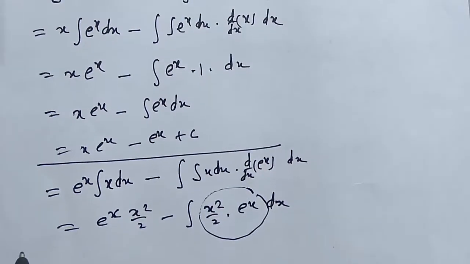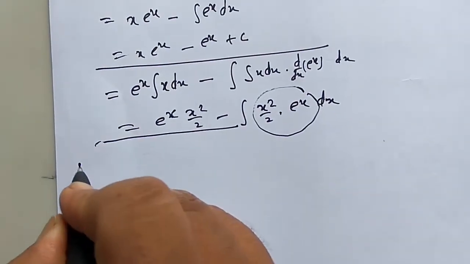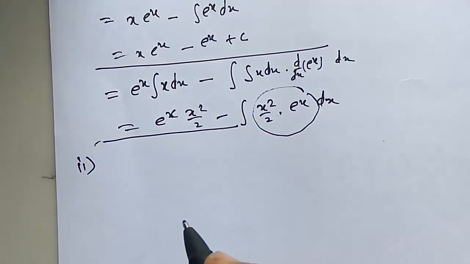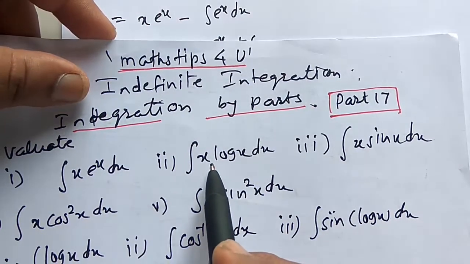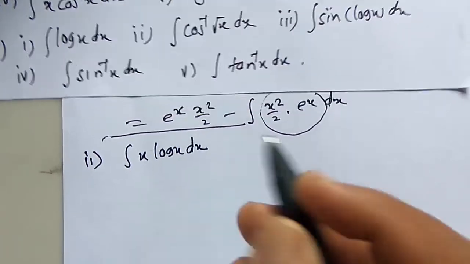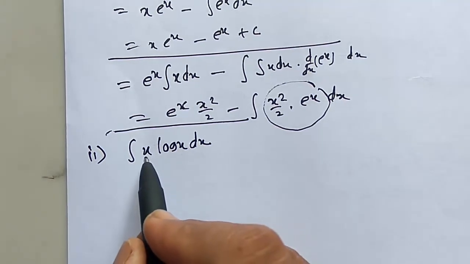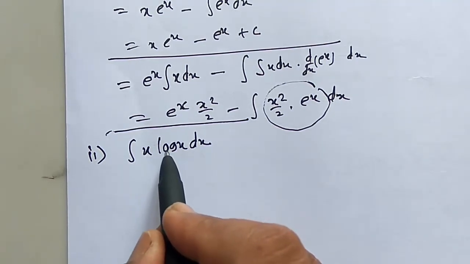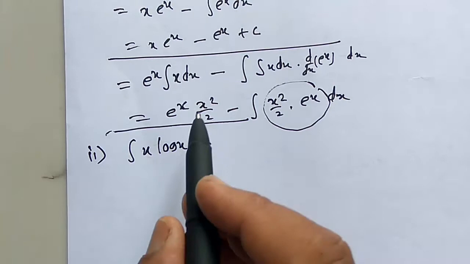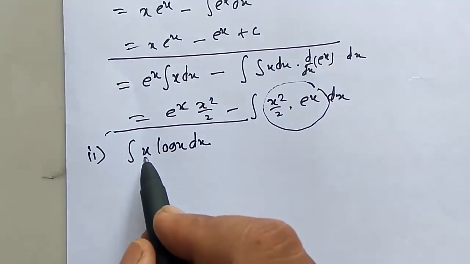So this is number 1. Number 2 now. Integration of x log x dx. Now we know the integration of x, but we don't know the integration of log x. So log x will be the first function and x will be the second function.